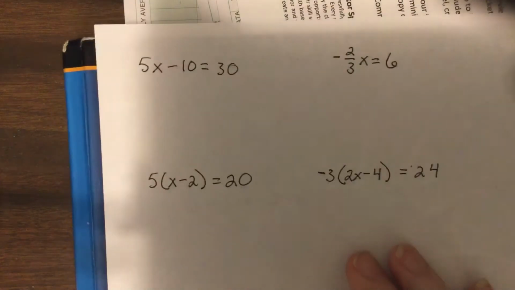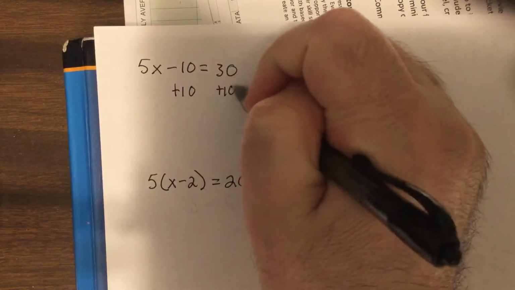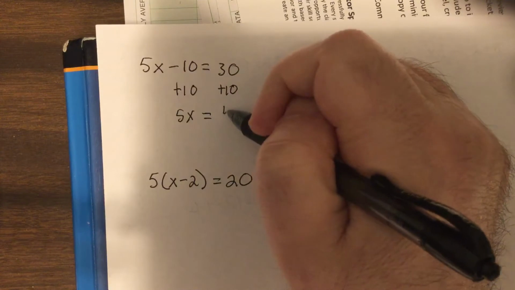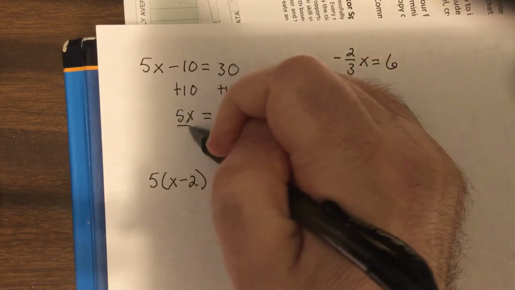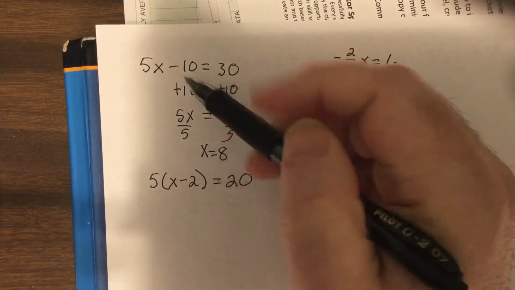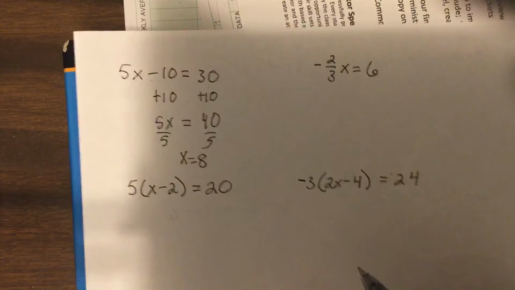Okay, well, let's see what we got here. You would add 10. So 5x equals 40. Then you would divide by 5, so x equals 8. So 5 times 8 is 40, minus 10, that's 30, yay!